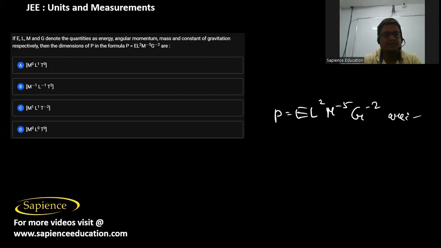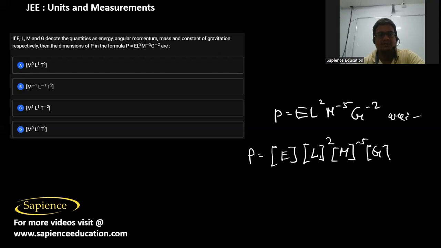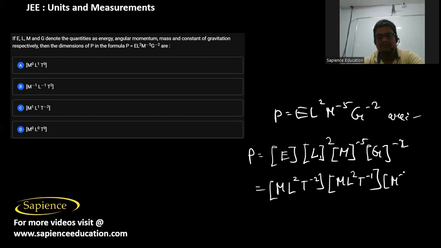The dimensions of P in this formula: the dimension of P is equal to the dimension of energy, into the dimension of angular momentum L square, into the dimension of mass power minus 5, into the dimension of G power minus 2. E is energy, so its dimensional formula is ML²T⁻². The dimension of angular momentum, that is r cross p, is ML²T⁻¹, and mass power minus 5, and this will be L square, and into G, the universal gravitational constant.